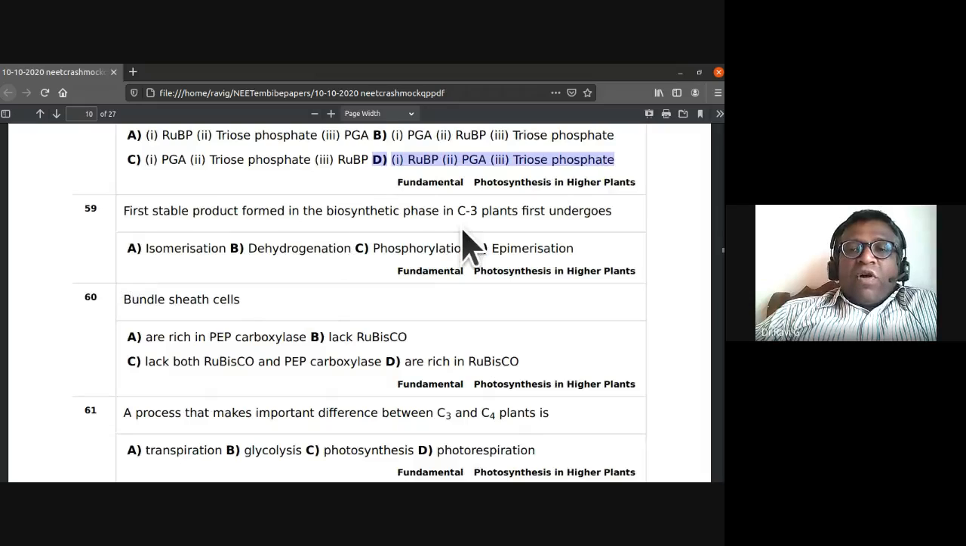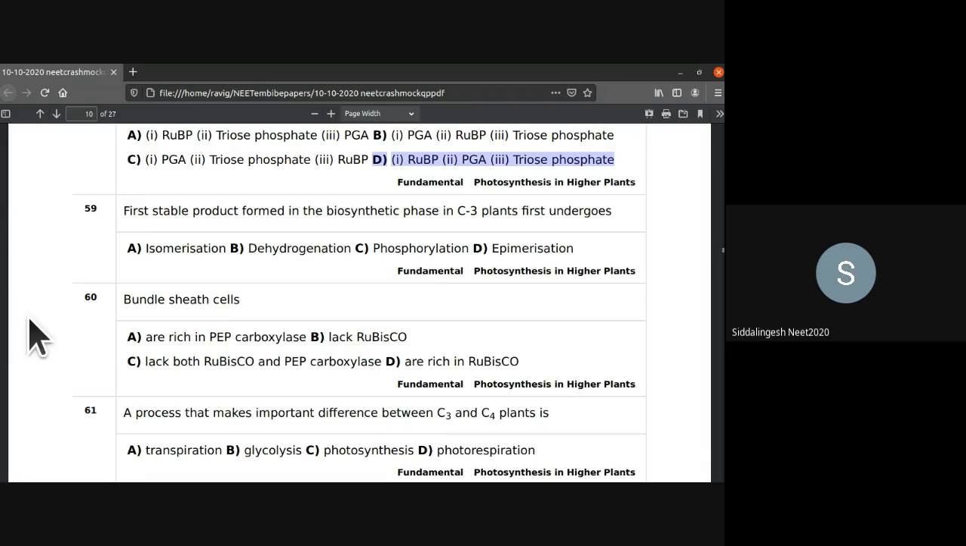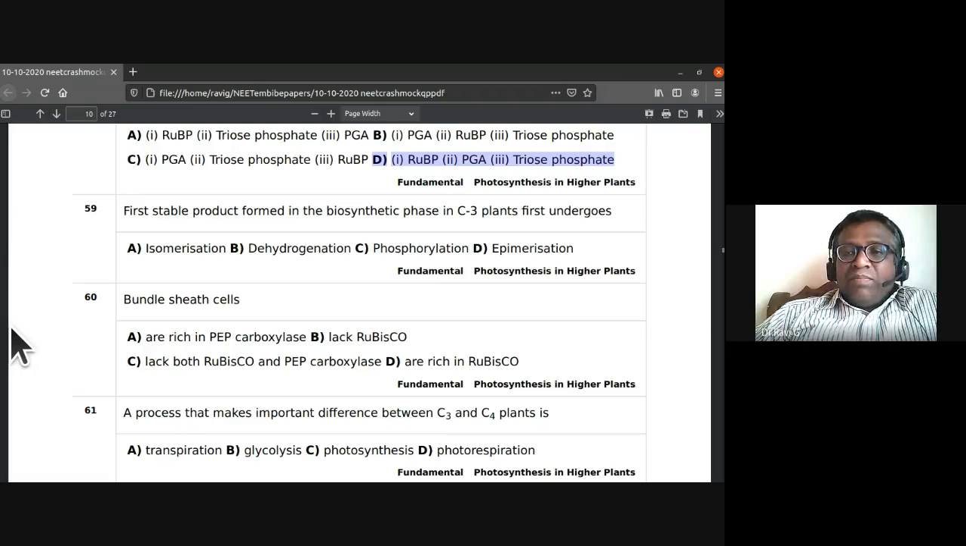First stable product formed in the biosynthetic phase in C3 plants first undergoes what? Does it undergo isomerization, dehydrogenation, phosphorylation or epimerization? Phosphorylation, sir. Yes, because there PGA becomes 1,3 diphosphoglyceric acid.